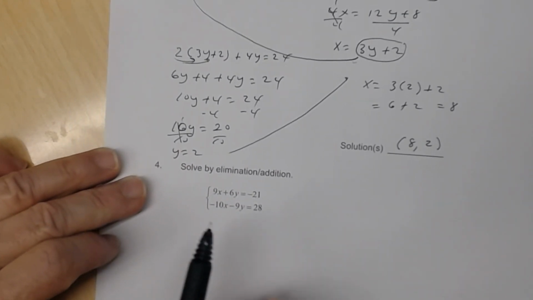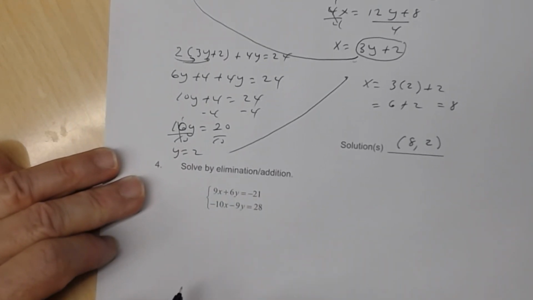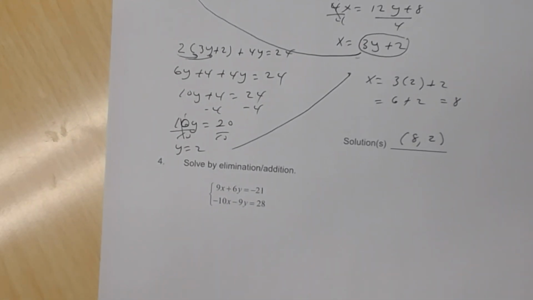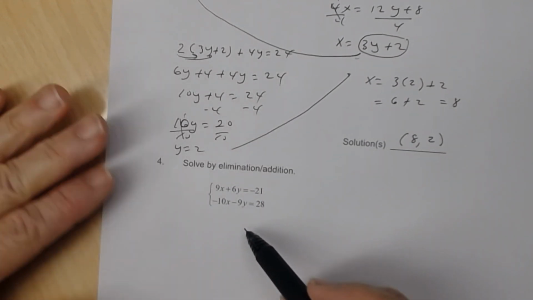All right, number 4, you want to solve this by elimination/addition. So the variables are already aligned, the constant's already on the other side, and so you've got to pick a variable you want to eliminate. Does not matter which one. So let's say you want to eliminate the y's.